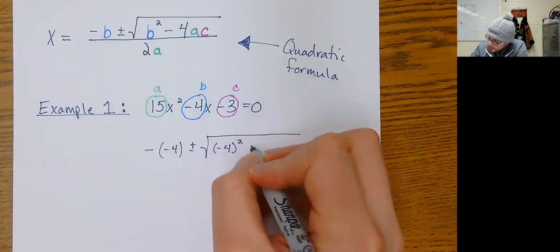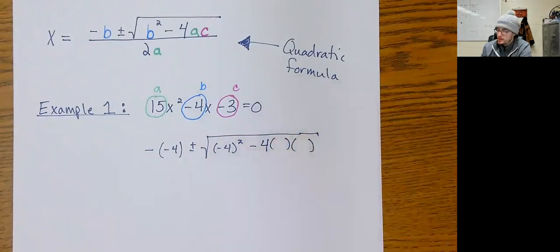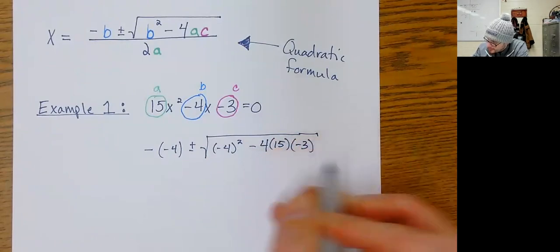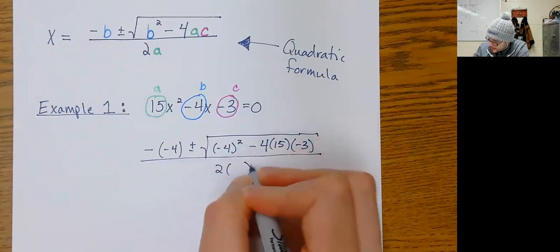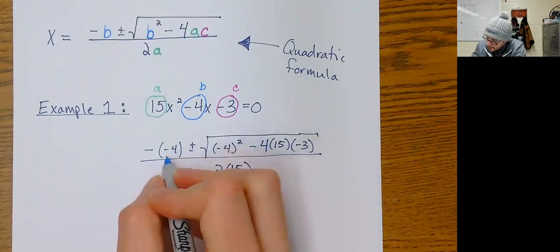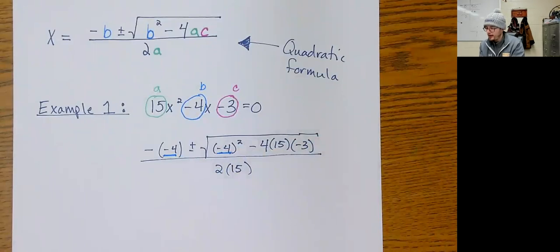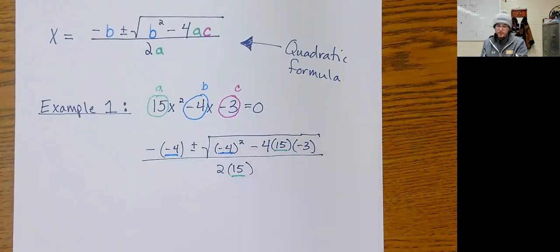And then we got minus 4. That's always there. And then I'm going to set up some more parentheses, substituting in numbers. My a value is 15. My c value is negative 3. All of that is going to be over 2 times 15. Again, we have our b value right there. We have our a value where a is supposed to go. We're substituting a in. And then we have our c value where c is supposed to be substituted in.